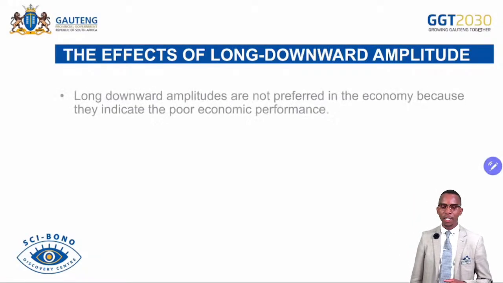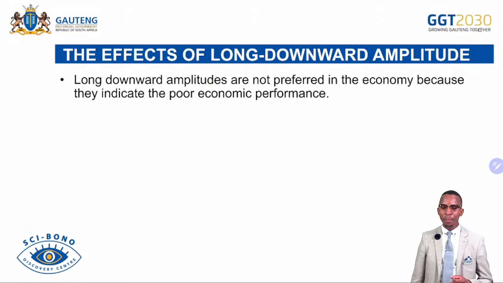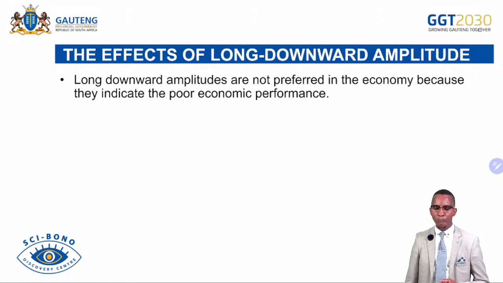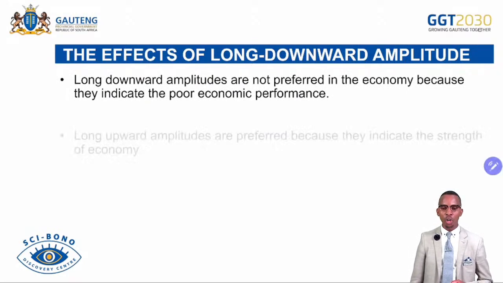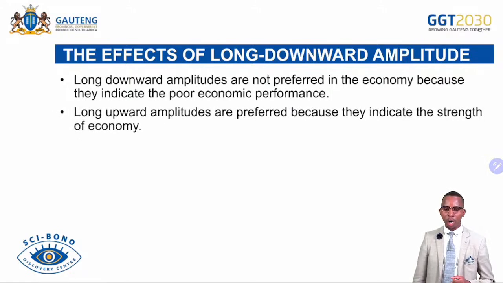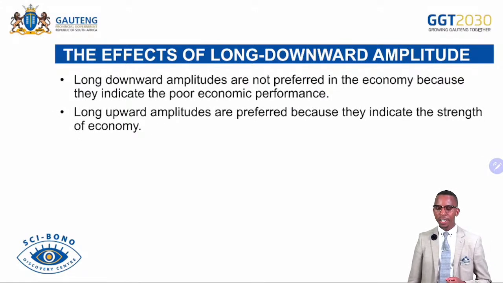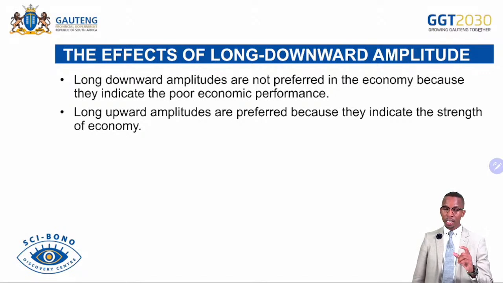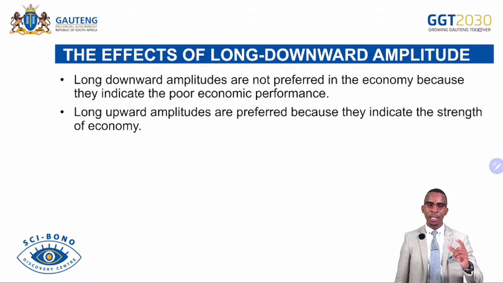So what is the effect of the long downward? Long downward amplitudes are not preferred in the economy because they indicate poor economic performance. And long upward amplitudes are preferred because they indicate the strength of the economy. So you must know the difference. If they are long upward, they are preferred, they indicate the strength.